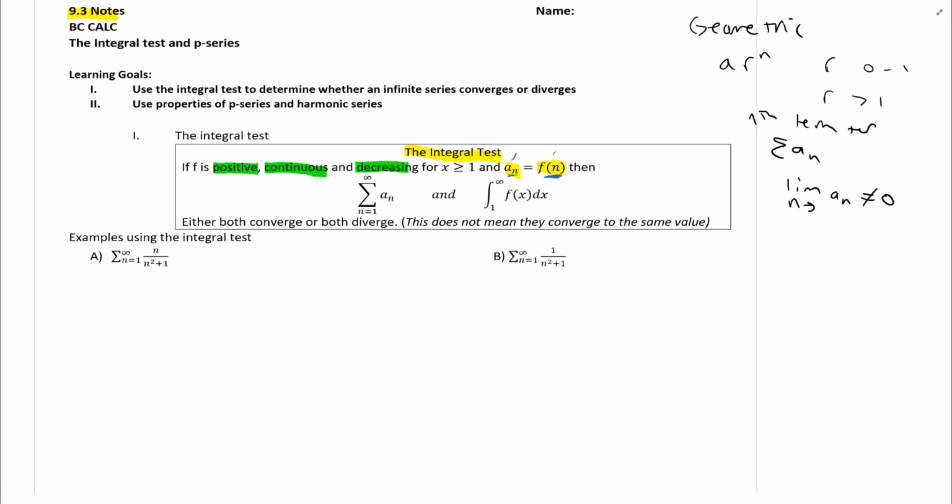However, important note down here, that does not mean they have the same value, right? All it's doing is saying either it converges or diverges, but it's not going to tell you what the value of it is. Okay, so let's look at an example.